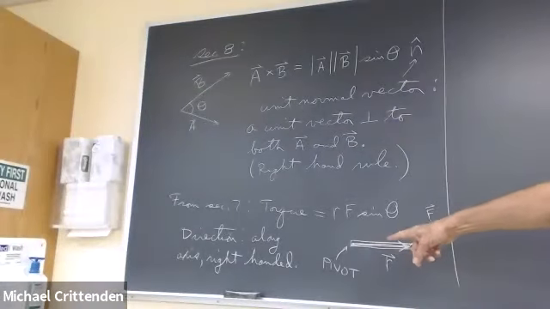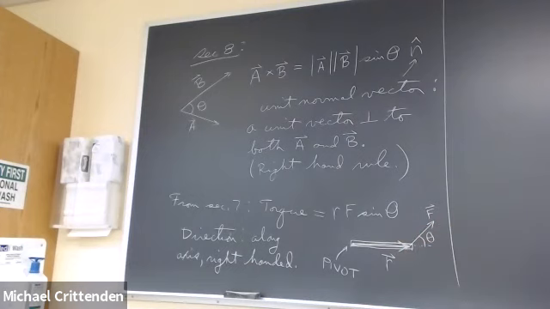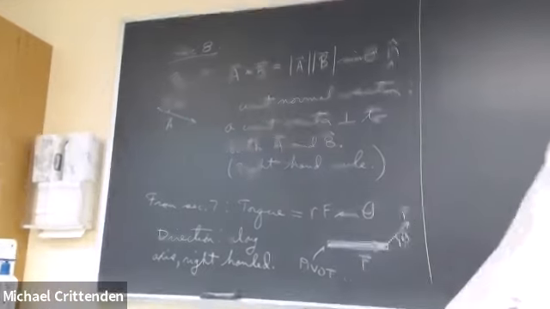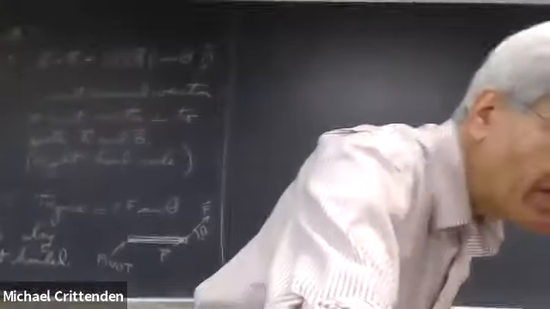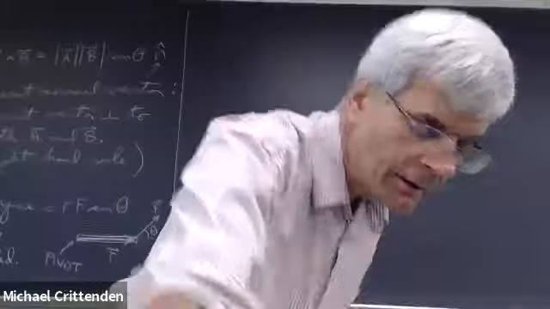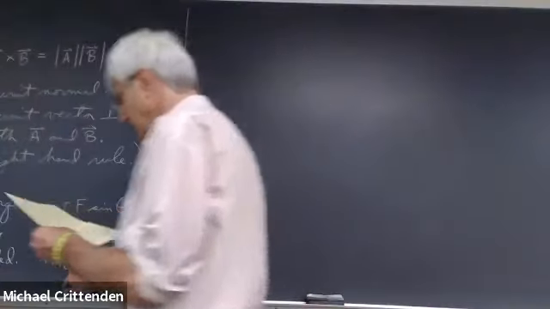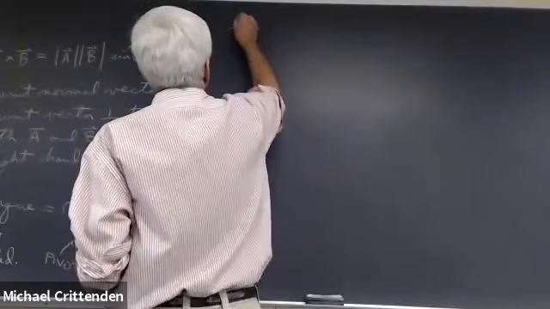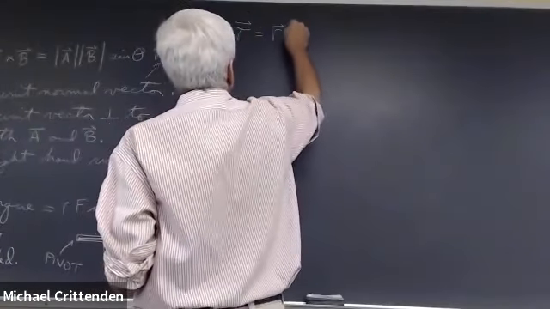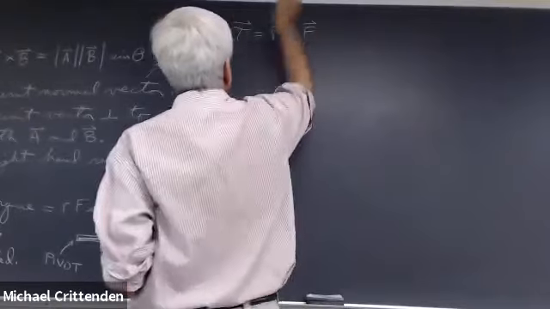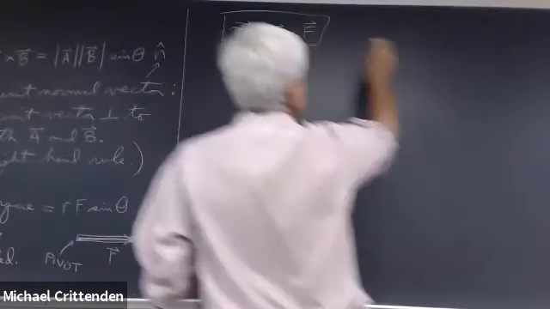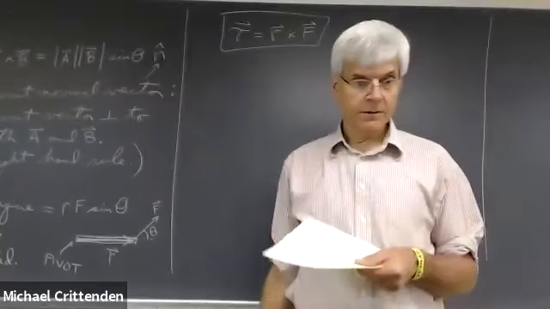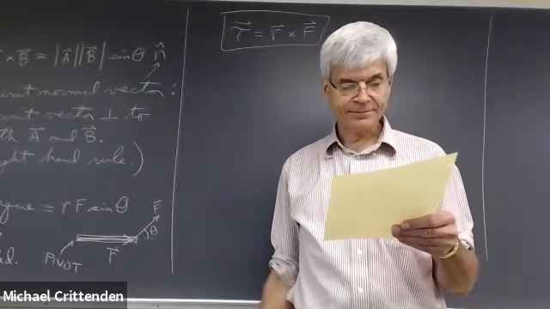So the direction is along the axis, right-handed. And so when you condense all that down into a nice, concise notation, it looks like this. Torque is equal to R cross F.